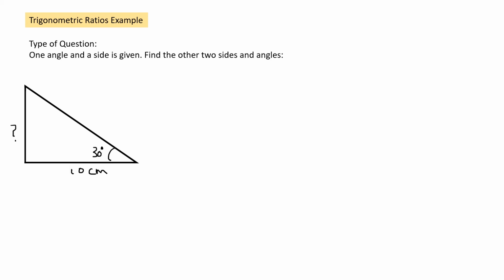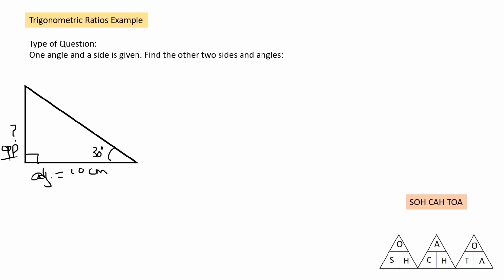In this triangle, again it is a right angle triangle. This angle is 30 degrees, and what is given is the adjacent. Adjacent is equal to 10 centimeters, and they are asking for the opposite. As you may figure out, this is focusing on tan because they are asking for the opposite and the adjacent is given. So this is a perfect candidate. So we don't need to use cosine or sine.